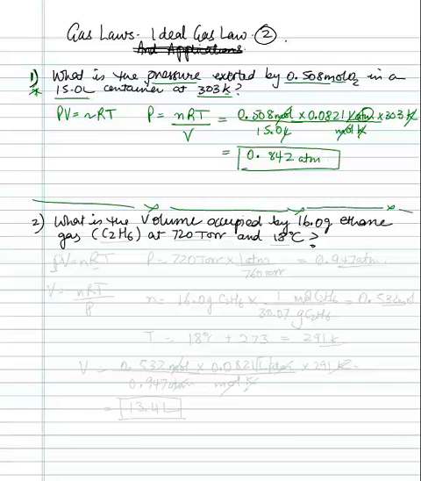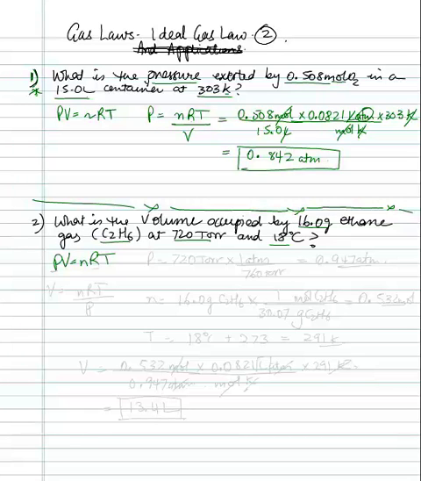In this case, we have: what is the volume occupied by 16 grams of ethane gas, which is C2H6, at 720 torr and 18 degrees Celsius? So now again, our equation is going to be PV equals nRT. That does not change because it is not a set of conditions, initial or final. So in that case, we have to use PV equals nRT. But now we need to work on our units a little bit.